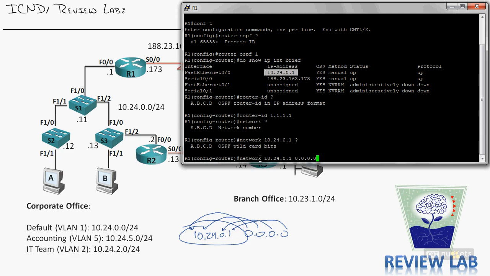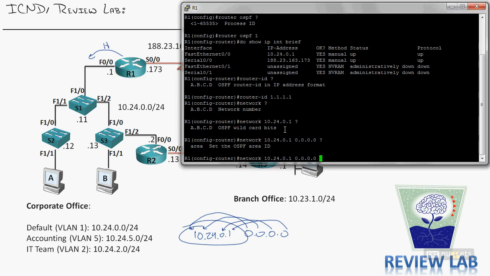Now you remember, the network command does two things. One, it says I'm going to advertise this network. Now remember, it's the network, not the IP address. The network assigned to that interface using OSPF. And I'm going to send hello packets. I'm going to try and form neighbor relationships out on that interface as well. But I'm not done here. I have to type in area 0.